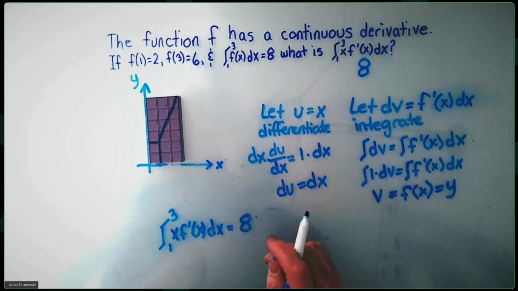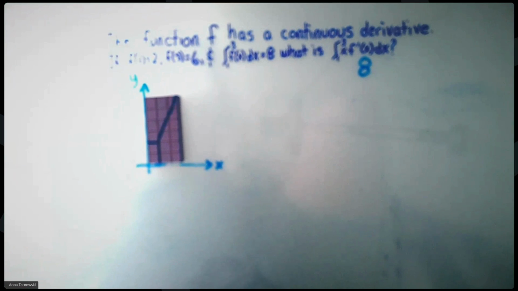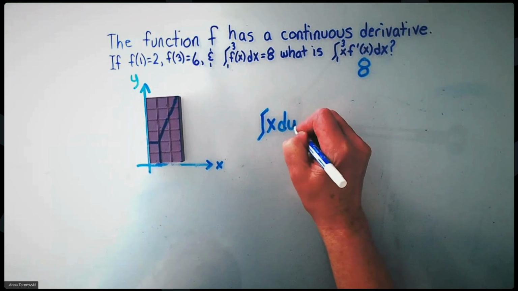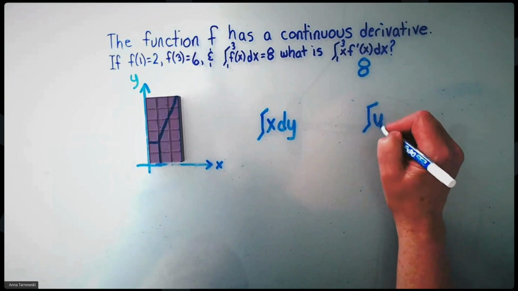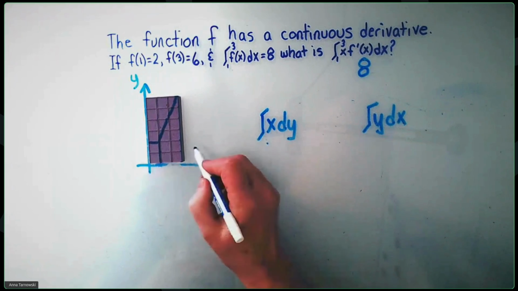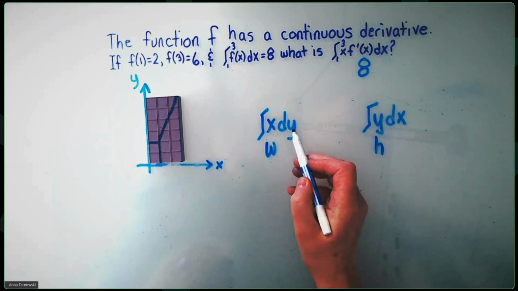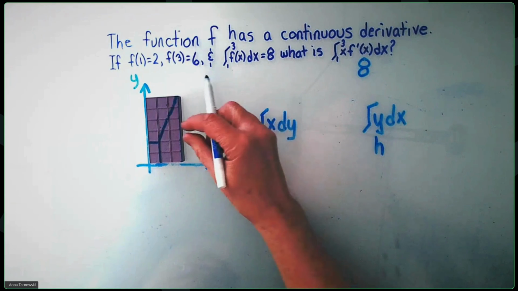Okay, but let's just look at things just a bit different here. Let's just look at this a little bit more. Okay, if we look at the integral of x dy versus the integral of y dx, this would be width, right? Because x is width, and y would be height, and then dy would be a little bit of y. It's a little bit of y going up like this.